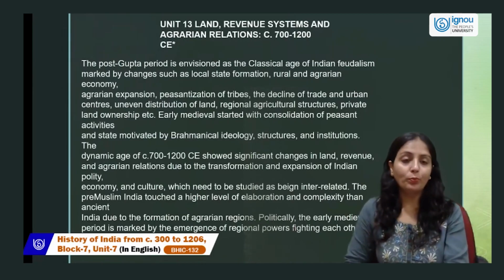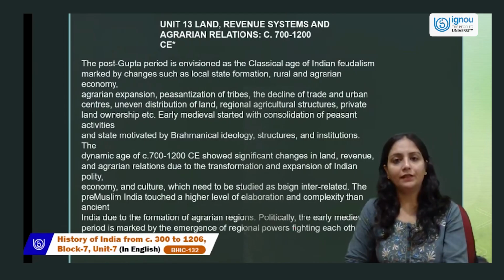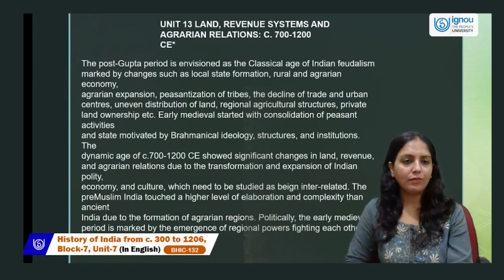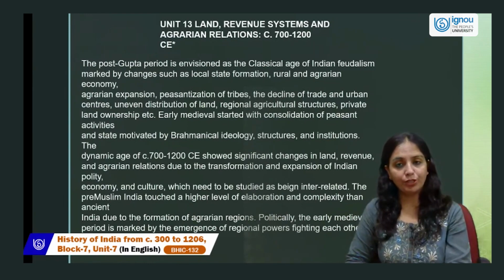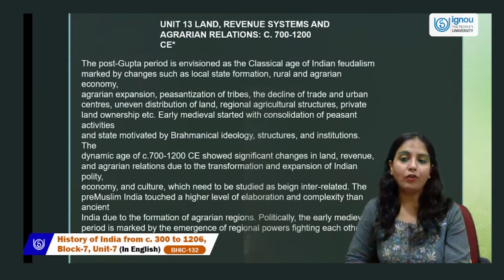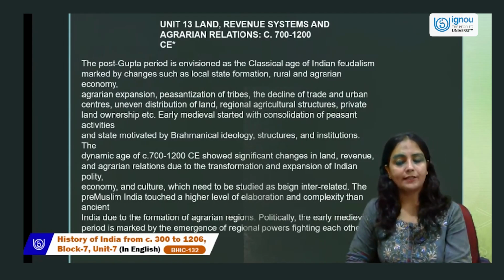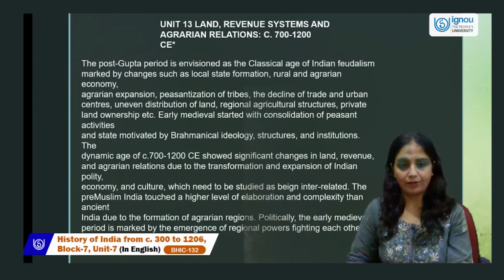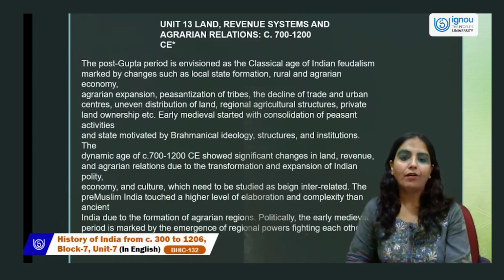This is the time when the Gupta and post-Gupta period is envisioned as the classical age of Indian feudalism, marked by changes such as local state formation, a rural agrarian economy, agrarian expansion, peasantization of tribes, the decline of trade and urban centers, uneven distribution of land, regional agricultural structures, private land ownership, etc. Early medieval started with consolidation of peasant activities and a state motivated by Brahminical ideology, structures, and institutions.